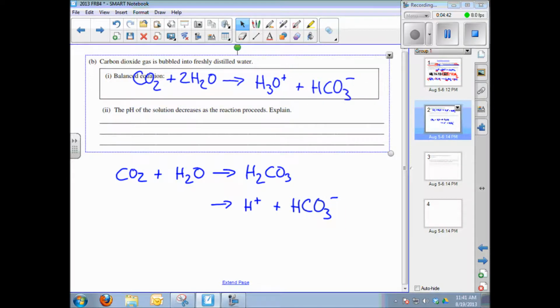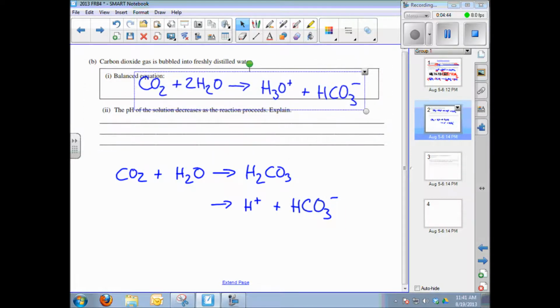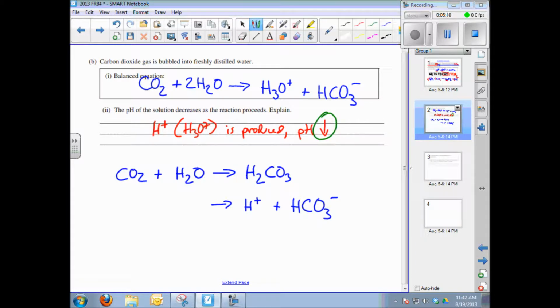Now, the second part of the question asks, the pH of the solution decreases as the reaction proceeds. Explain. Well, it should be obvious that we produce hydrogen ion, or hydronium ion, H3O+. So you can write H+ is produced as the reaction proceeds, so pH decreases. And by the way, writing a down arrow for decreases, or an up arrow for increases, is perfectly acceptable on the AP exam.